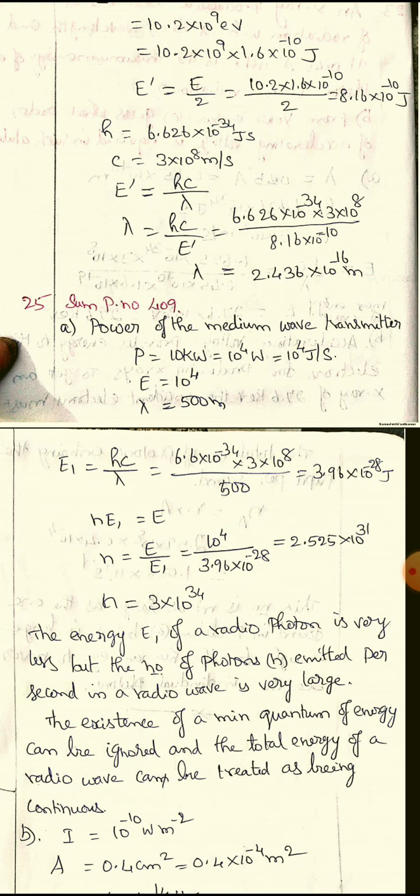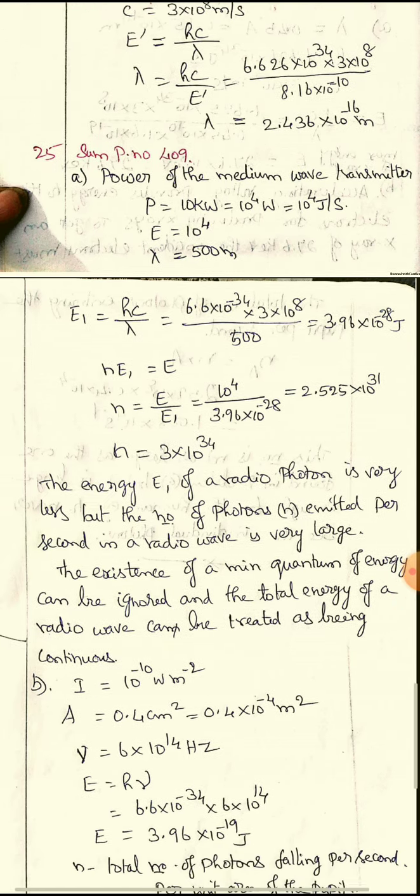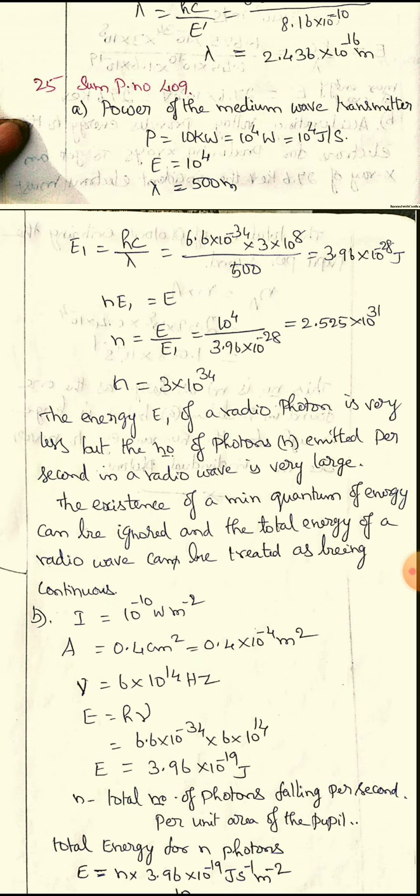We have to find E1. E1 is equal to hc divided by lambda. Substituting the values, you will get E1 as 3.96 into 10 to the power of minus 28 joules. So N E1 is equal to E, where N is the number of photons. If we want to find N, N is equal to E by E1. The value of E is 10 to the power of 4, and E1 is 3.96 into 10 to the power of minus 28. Substituting these values, you will get the answer as 2.525 into 10 to the power of 31. So N is equal to 3 into 10 to the power of 34.